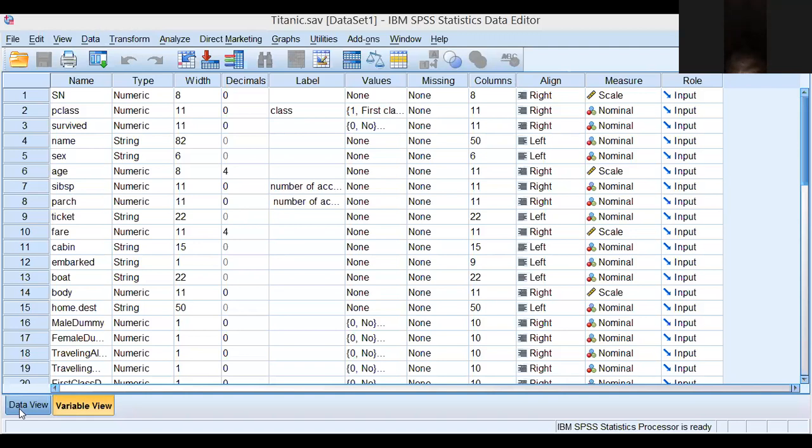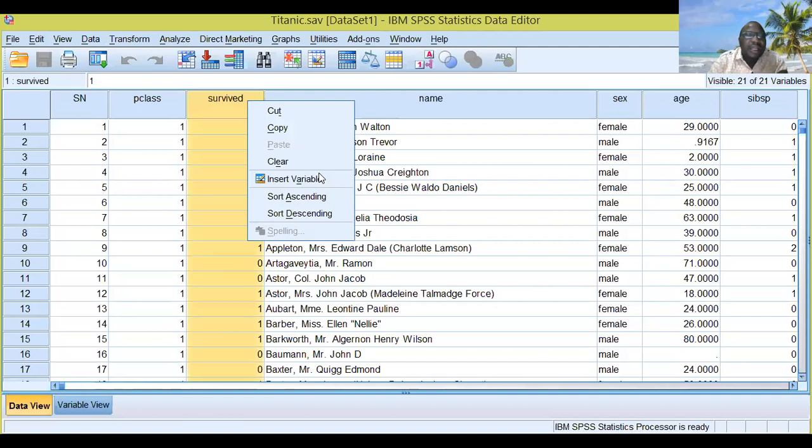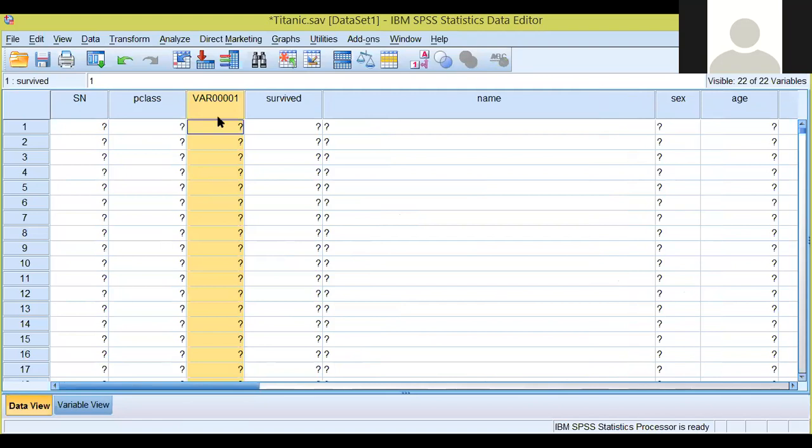Go to the variable view, the data view. Now create a variable after this class. Click on survive, right click on the title of survive, and insert variable.